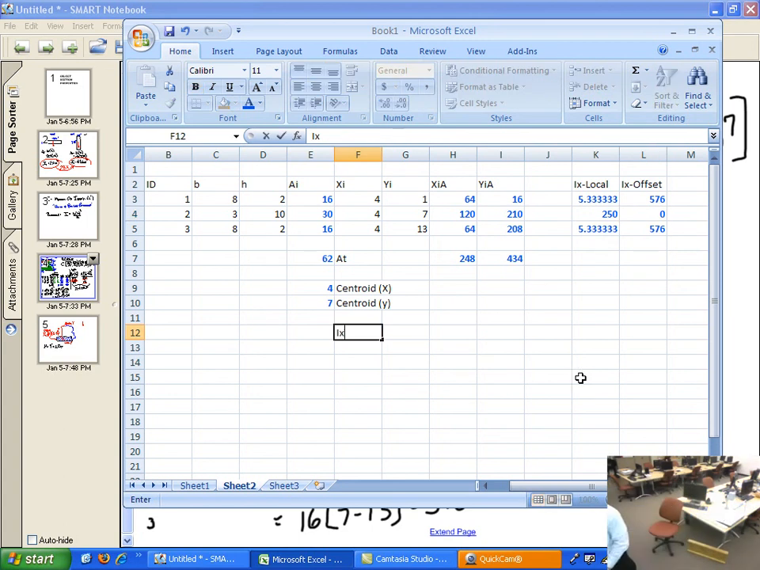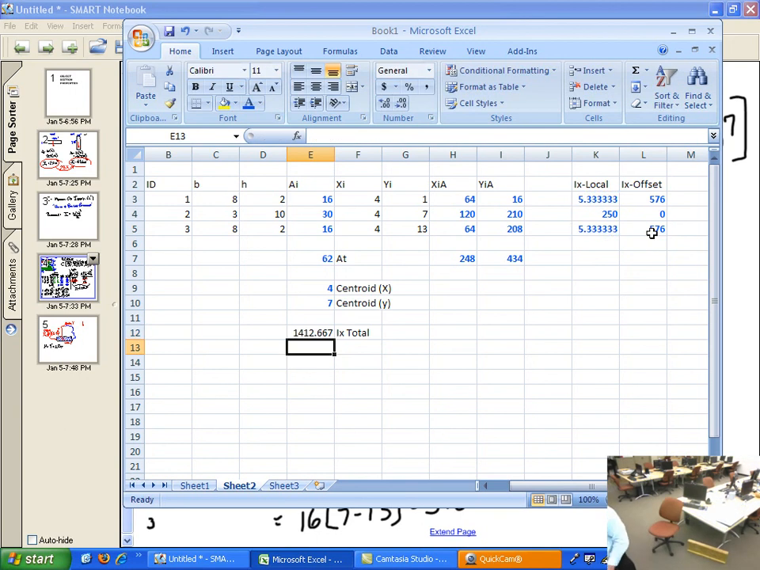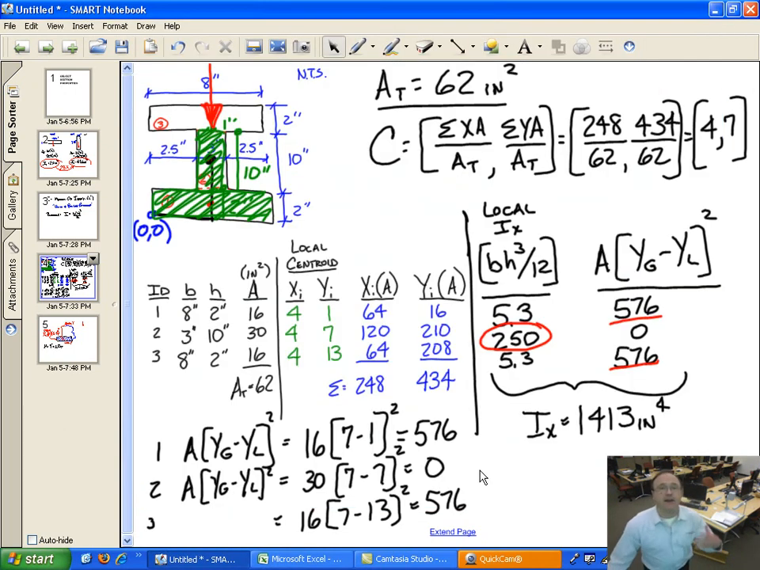So my Ix total is going to be that sum. There's my Ix total. Once again, we'll bold it. So we have our spreadsheet set up, which matches what we obtained by hand on our value.